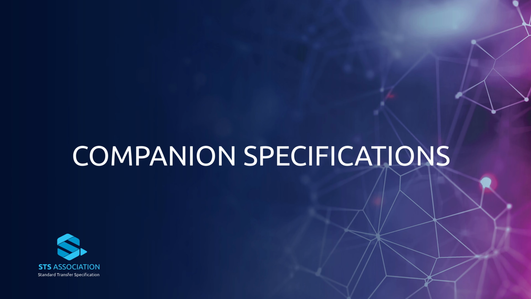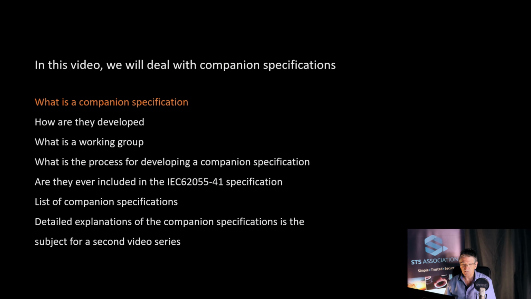In this video, we will deal with companion specifications. What is a companion specification? How are they developed? What is a working group? Those are the people that develop these specifications. What is the process for developing a companion specification? Are they ever included in the IEC 62055-41 or other international standards? I'll show you a list of the companion specifications that the STSA has currently published.